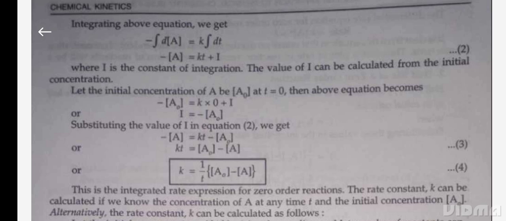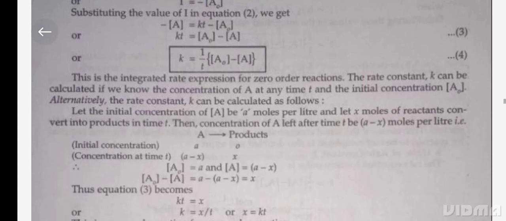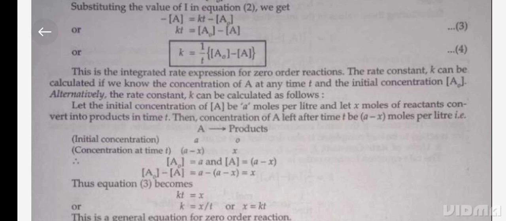The value of I can be calculated from the initial concentration. Let the initial concentration of A be A naught at t is equal to 0. Then the above equation becomes I is equal to minus A naught. Substituting the value of I in equation 2, we get K is equal to 1 by t times A naught minus A. This is the integrated rate expression for zero order reactions. The rate constant K can be calculated if we know the concentration of A at any time t and the initial concentration A naught. Ultimately, the rate constant K can be calculated as follows.